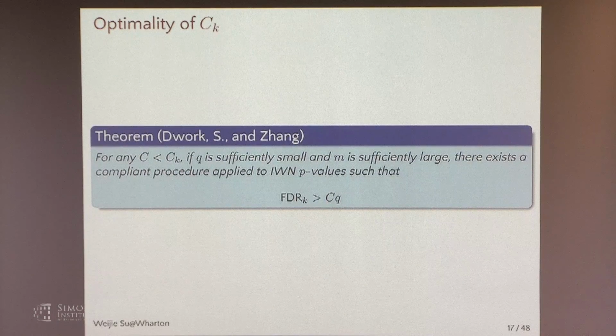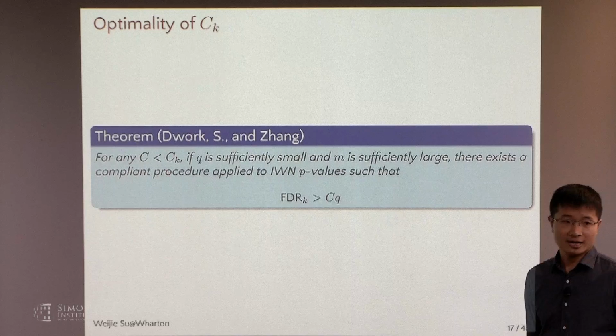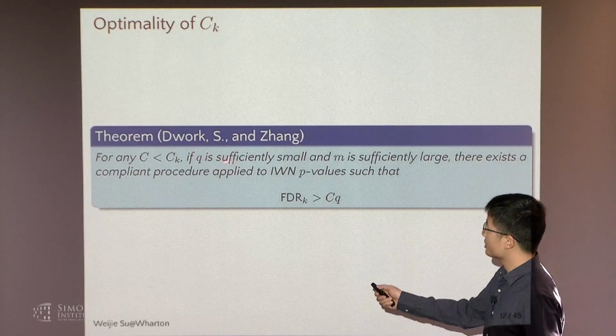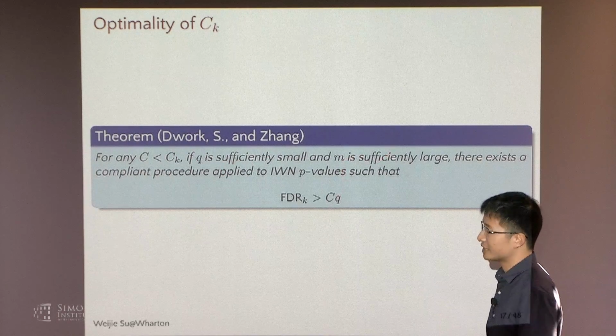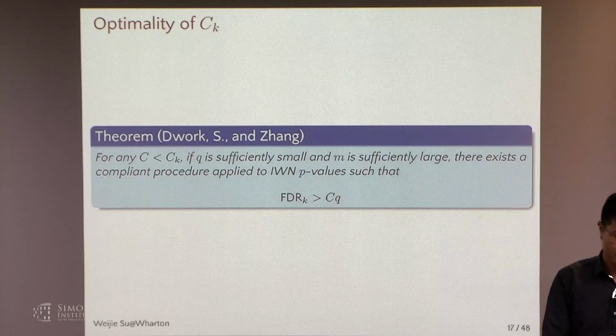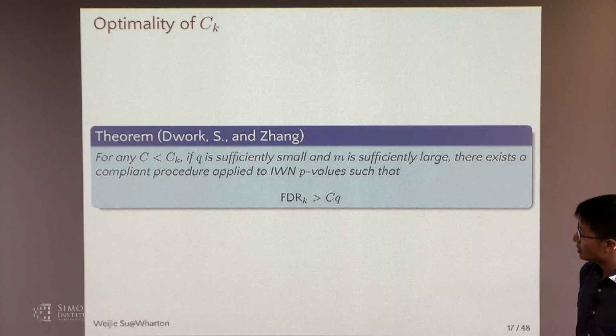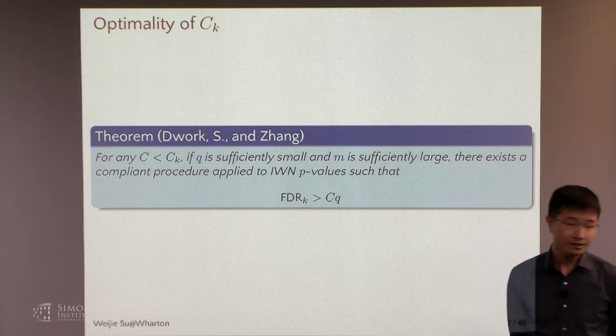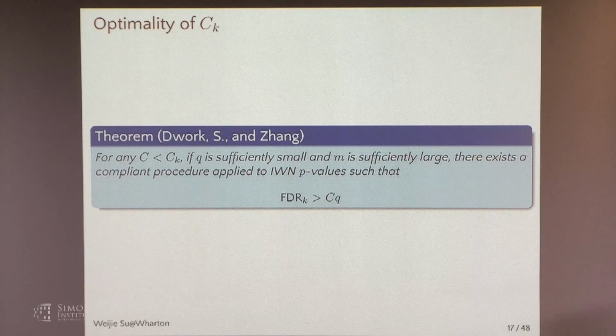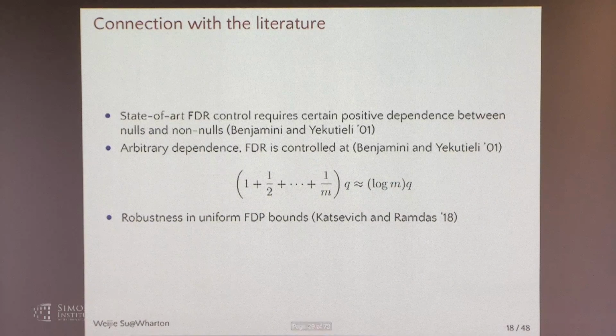So this is optimal. The constant is optimal, meaning that if you choose a smaller constant, and the Q is small enough and the M, the dimension, is large enough, then there must exist a compliant procedure and certain IWN p-values such that FDR K can be larger than CQ.